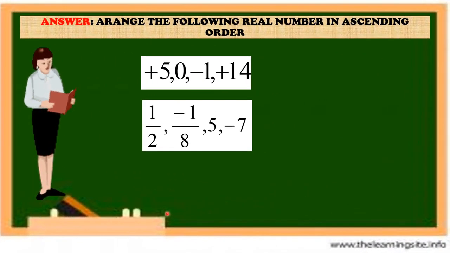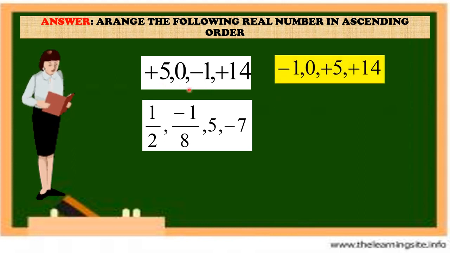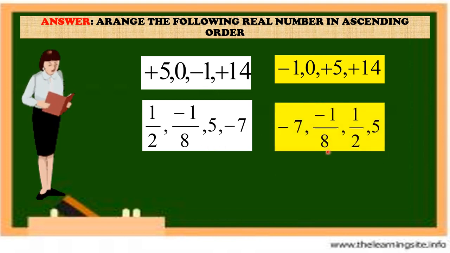To answer the problem, arranging the given numbers in ascending order means from lowest to highest. So what is the lowest number? We have negative 1, 0, 5, and 14. Negative 1, 0, 5, and 14. For the next one, what is the lowest number? The lowest number is negative 7, negative 1/8, 1/2, followed by 5. Negative 7, negative 1/8, 1/2, and 5. Did you get the correct answer? Very good.